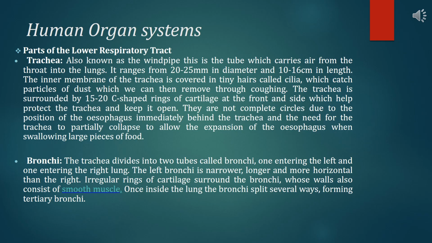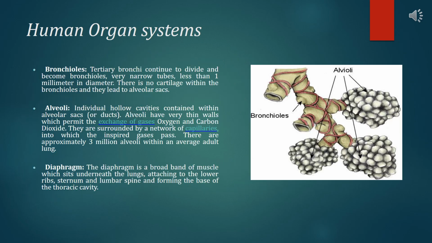Bronchi. The trachea divides into two tubes called bronchi, one entering the left and one entering the right lung. The left bronchus is narrower, longer, and more horizontal than the right. Irregular rings of cartilage surround the bronchi, whose walls also consist of smooth muscle. Once inside the lung, the bronchi split several ways, forming tertiary bronchi. Bronchioles. Tertiary bronchi continue to divide and become bronchioles, very narrow tubes, less than 1 millimeter in diameter. There is no cartilage within the bronchioles and they lead to alveolar sacs.